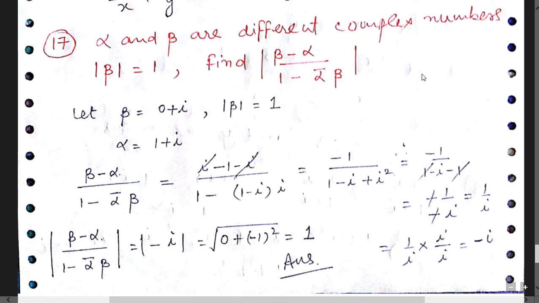Question number 17. Alpha and beta are two different complex numbers and you have to take beta in such a way that the modulus of beta should be equal to 1. And in the answer you have to calculate (beta minus alpha) divided by (1 minus alpha conjugate into beta). Let us consider beta as 0 plus iota. In this way you can write the modulus of beta is equal to 1, and alpha is any complex number, let us say 1 plus iota.